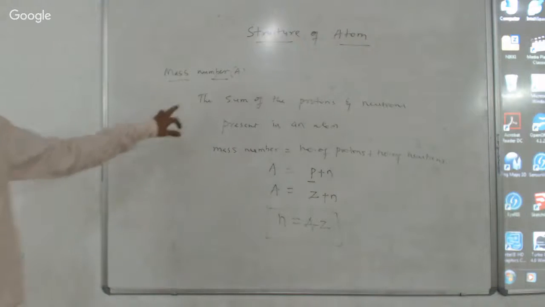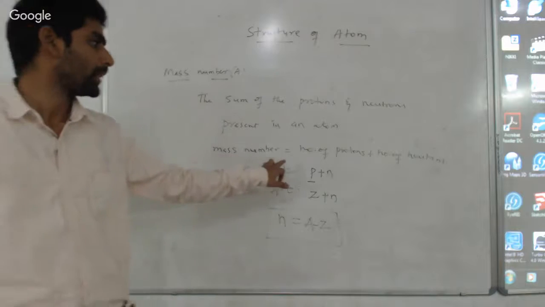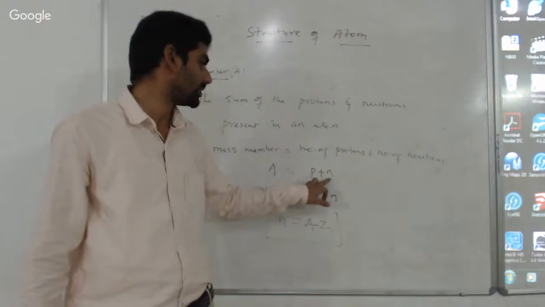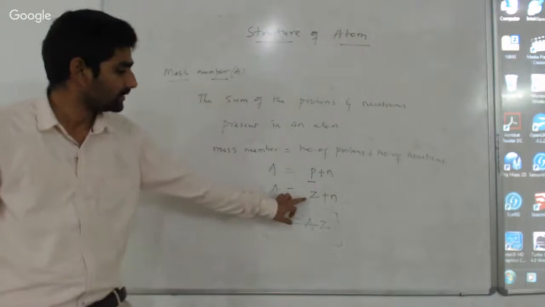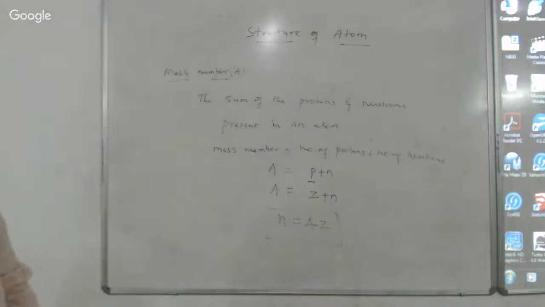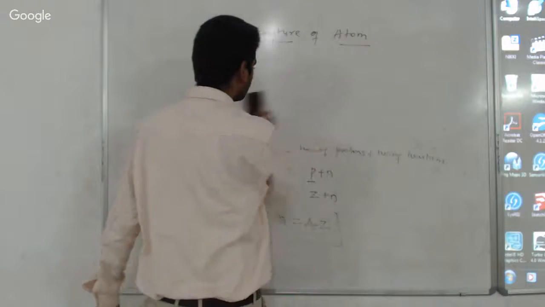The sum of the protons and neutrons present in an atom is called mass number. Mass number is equal to the number of protons plus the number of neutrons. The proton number we know as the atomic number. So then the neutron number is equal to A minus Z. So now we have completed the last class.